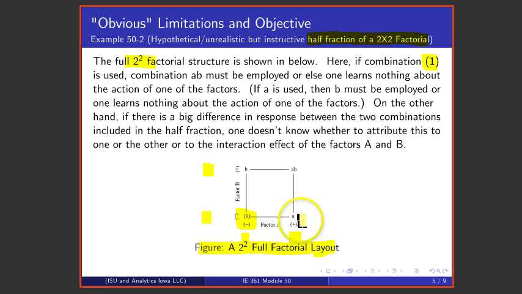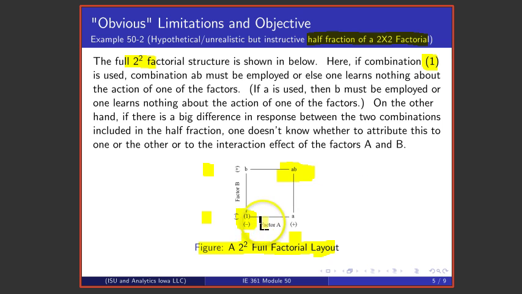If I collected data at combination A, that is where A is high, B is low, I'd learn something about what happens when I change the level of factor A for low B, but I'd learn nothing at all about how things change when I go from the low level of B to the high level of B. Similarly, if I chose B as the other combination at which I was going to collect data, I would learn things about what happens when I go from low B to high B, only for the low level of A. That is, I would know nothing about what happens when one moves from the low level of A to the high level of A. So logic says that if I was going to use combination 1, I should also use combination AB.